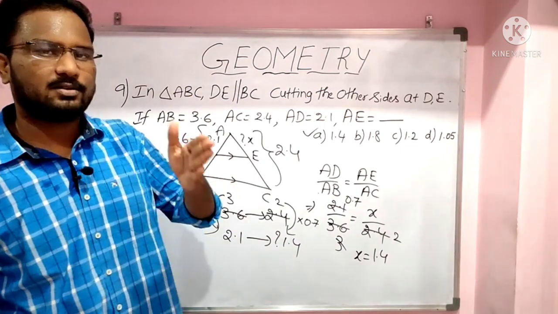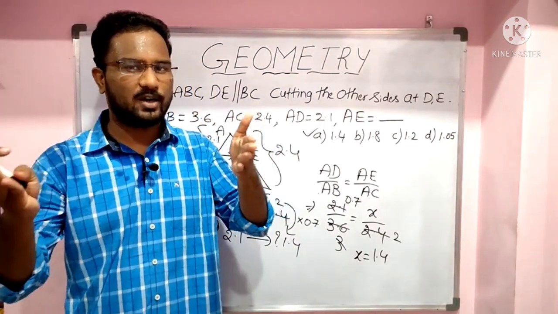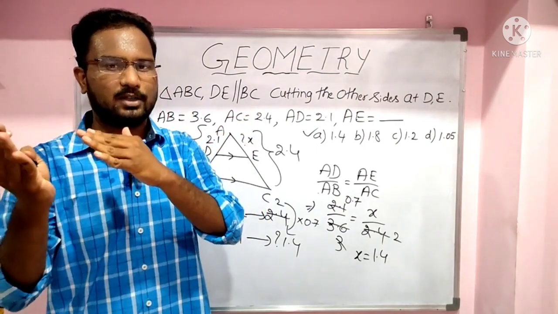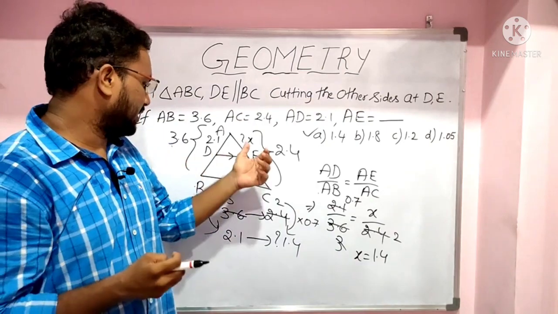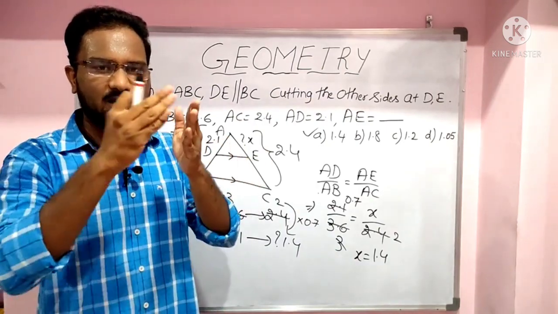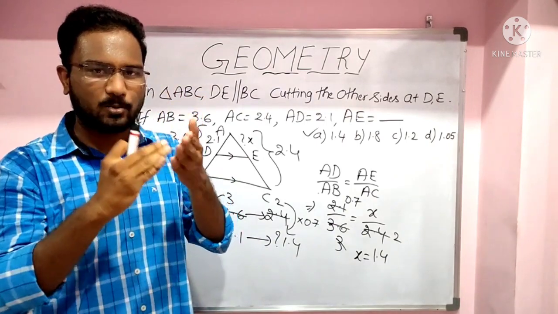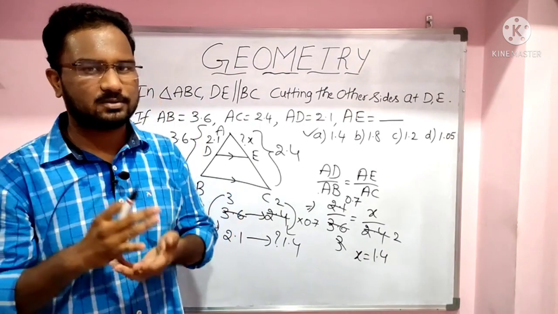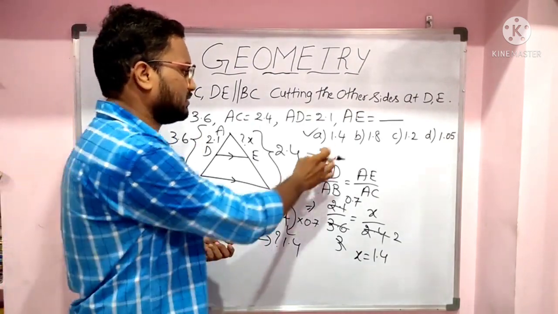If 3.6 becomes 2.4, that means 12 3s, 12 2s, so 3 becomes 2. Then we need to find AE, whose corresponding side is 2.1. So 2.1 becomes how much? 3 into 0.7 is 2.1, and 2 into 0.7 is 1.4. That's it. So the answer is 1.4.